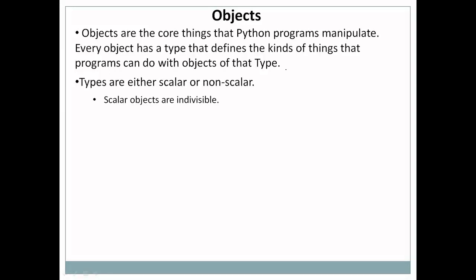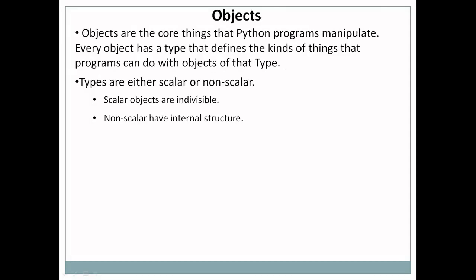Individual values cannot be retrieved from a scalar object. For example, values of type int and float represent scalar objects. If I type a number, 25, which is a single value, we cannot retrieve 2 and 5 separately from it. That is why scalar objects are indivisible and do not have internal structure.